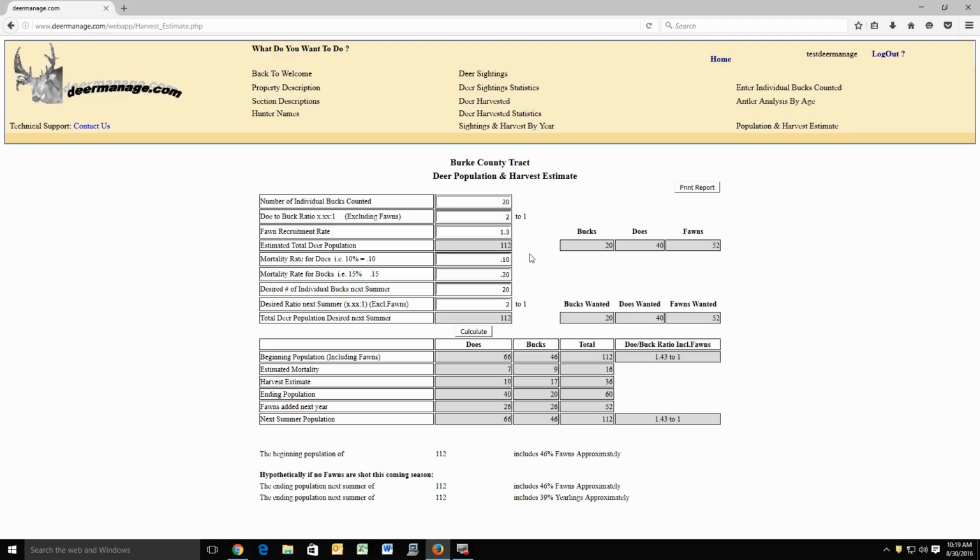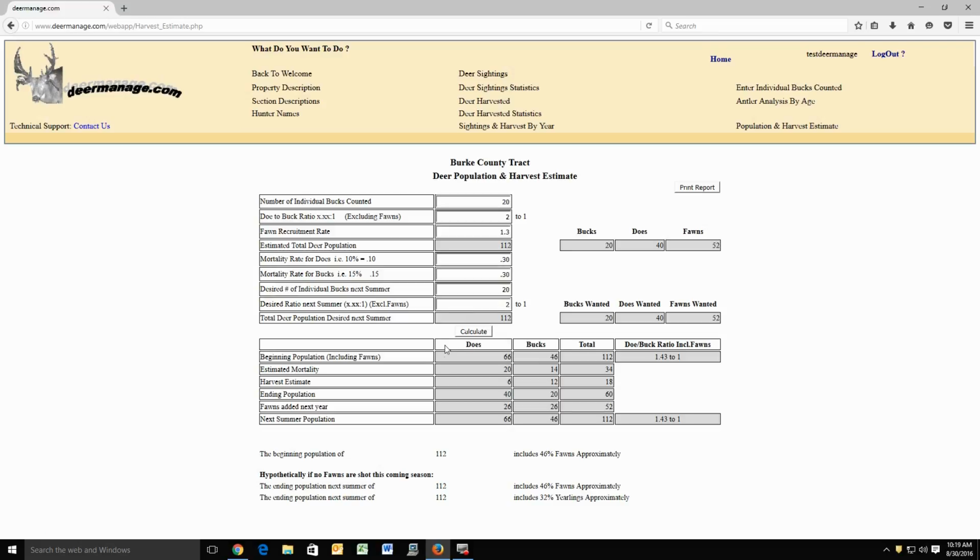But in the same token, we are only using a 10% mortality rate for does and 20% mortality rate for bucks. If we bump that number up, things would not be that bad. So just for grins, let's say we have a 30% for does, a 30% for bucks, and calculate on that.